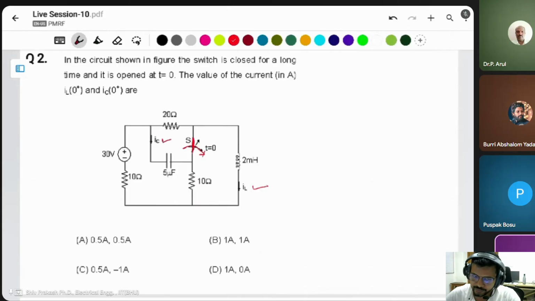IL will be the same at t equal to 0 minus and t equal to 0 plus, because the inductor current is not allowed to change suddenly. But the capacitor does not allow a sudden change in voltage. Here the question asks about the current, which means the current will change. Voltage will not change, but current will change from 0 minus to 0 plus. Then we have to make a circuit according to this: the circuit at t equal to 0 minus.